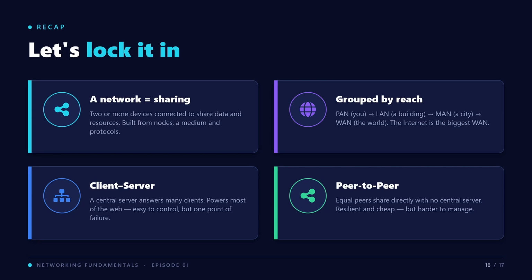Two, networks are grouped by reach. PAN is you, LAN is a building, MAN is a city, WAN is the world, and the internet is the biggest WAN of all. Three, client-server means one central server answering many clients. That's most of the web. And four, peer-to-peer means equal peers sharing directly with no central server. That's it. That is a genuinely solid foundation.